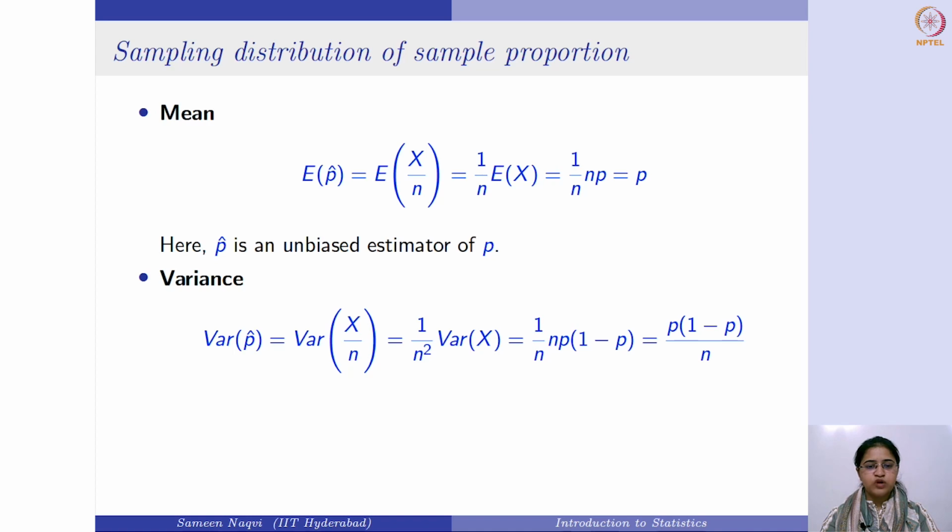Now if you calculate the variance of p hat, then the variance of p hat is nothing but the variance of x by n. If you take n outside, it will be n square, because we are dealing with variance, and the variance of x for the binomial random variable is npq. So one n will cancel out, it will be pq by n, or you can say p into 1 minus p by n. So obviously the standard error, that is, the standard deviation of the sample statistic, is the square root of this, root p into 1 minus p by n.